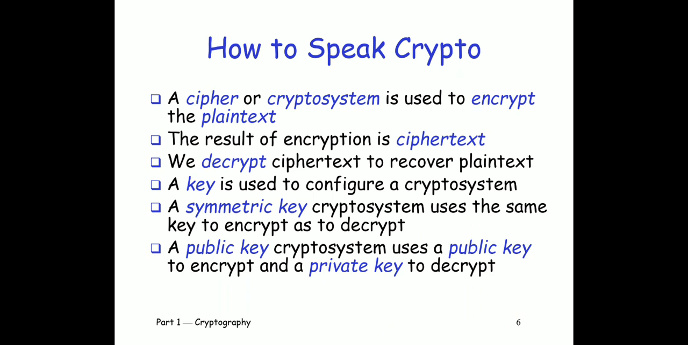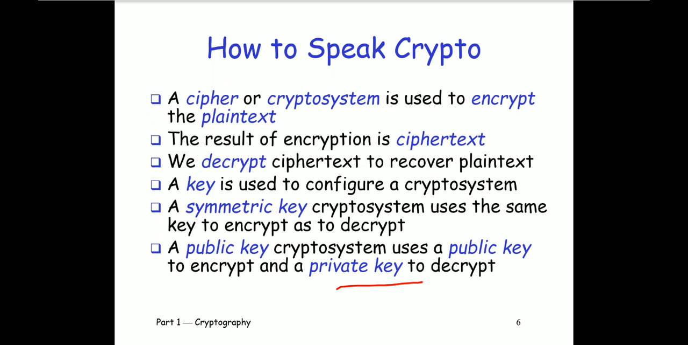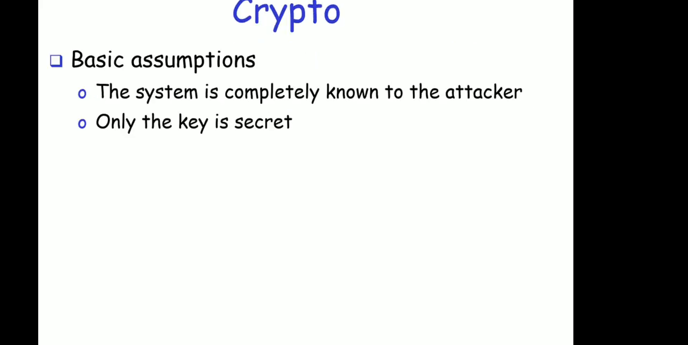configure the crypto systems. There are two different types of crypto systems. One was known as symmetric key crypto systems, and the other one was known as public key crypto systems. In case of symmetric key crypto systems, we used the same key to encrypt as well as to decrypt. Whereas in case of public key crypto systems, we used a public key to encrypt, but a private key to decrypt. Then we saw the diagram.